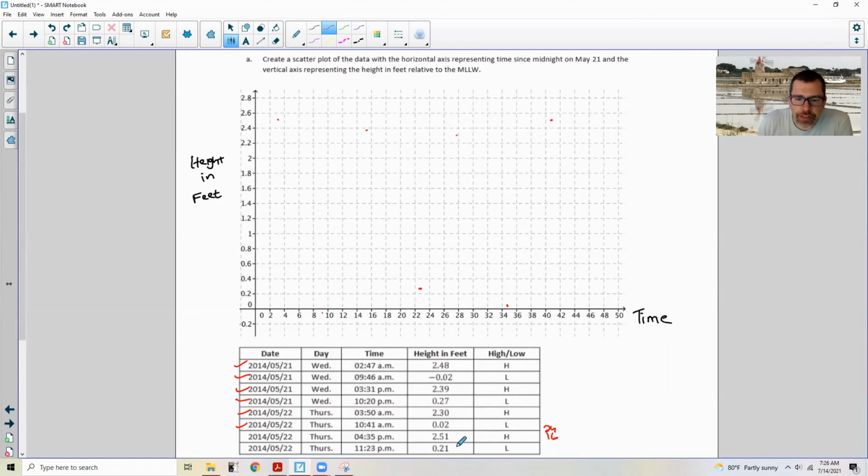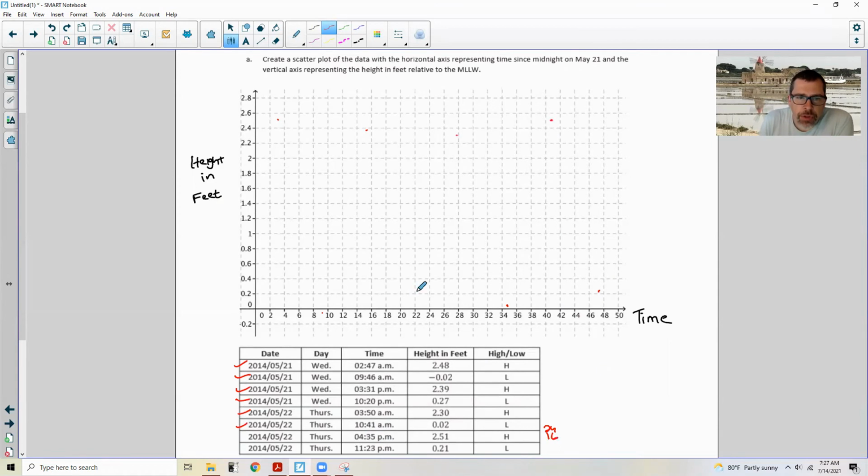Okay, and then finally 11:23 p.m. would be 47 hours and 23 minutes. That is only a half hour before 48. So it'd be 47 and a half, which would be about here. And it's 0.21, which is down here.